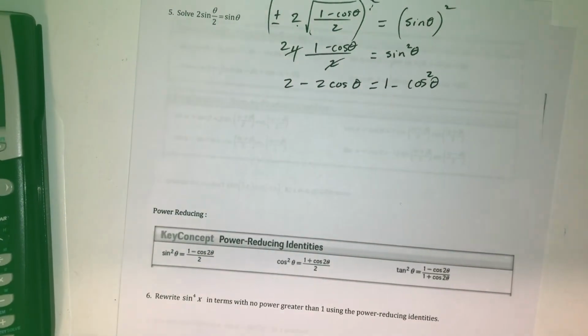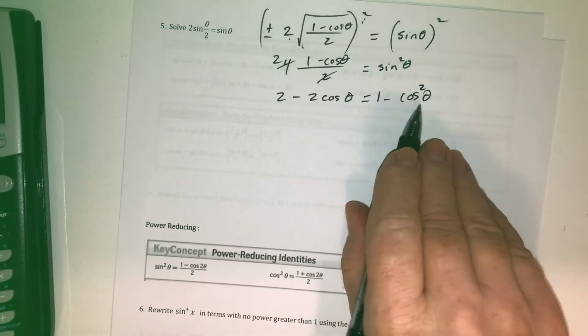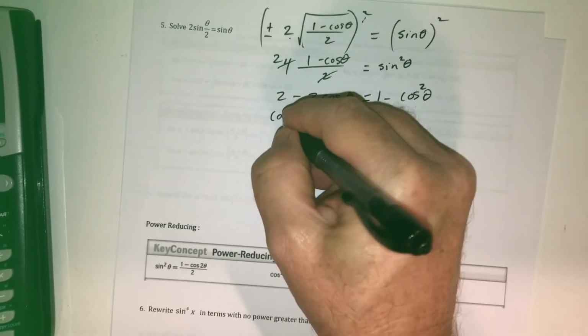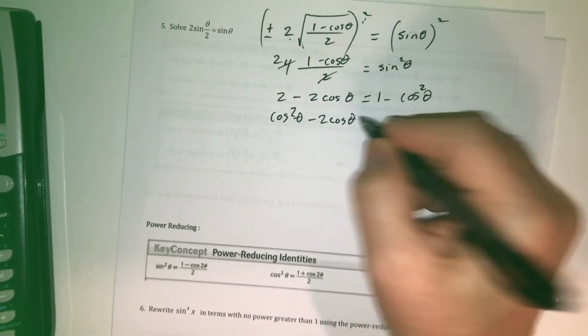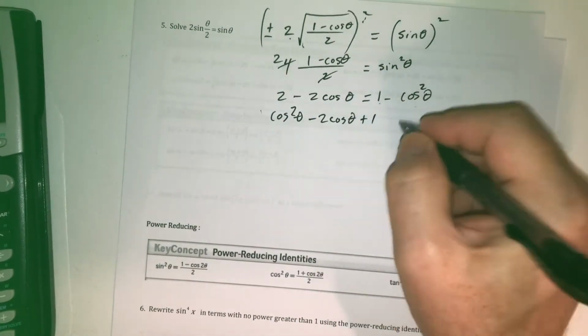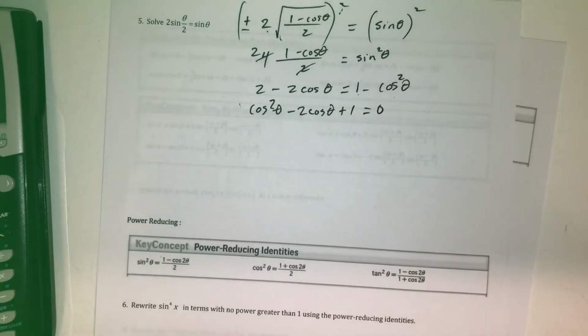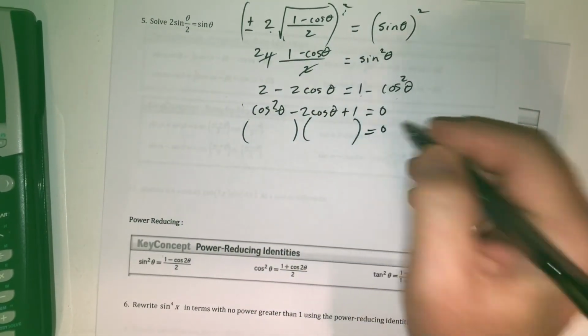And now this is a quadratic equation. I'm going to get it in standard form, okay, by moving everything to the left. When I move this quadratic term to the left, I get the cosine squared of theta, all right, minus that linear term, 2 times the cosine of theta, all right. And then when I move this over, I get plus 1 equals 0, all right. It's now in standard form. I'm going to try to factor it, all right.